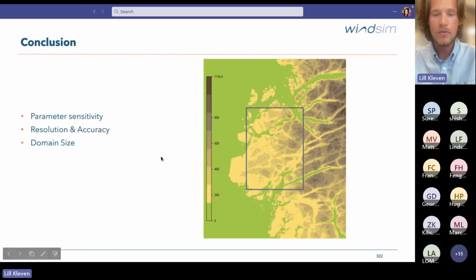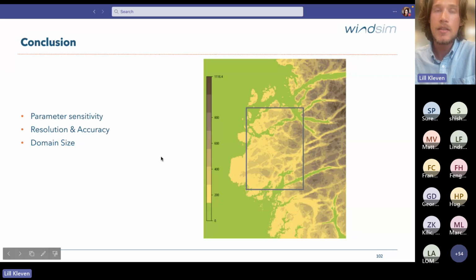Yeah. So to conclude, my results show that the resolution is a sensitive parameter where if you want to capture the high wind speed zones with the areas of high speed-ups, and also the locations with low wind speed and potential recirculations, you would like to have, I would say, at least 25 and probably 10 meters resolution in terrain that is semi-complex and more complex.